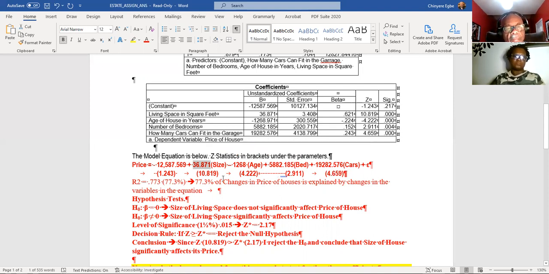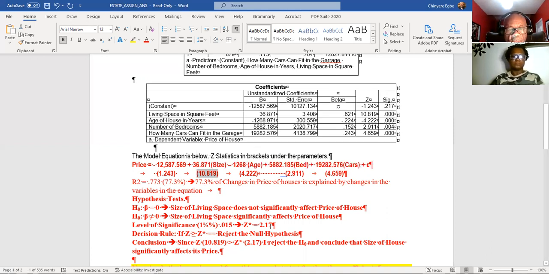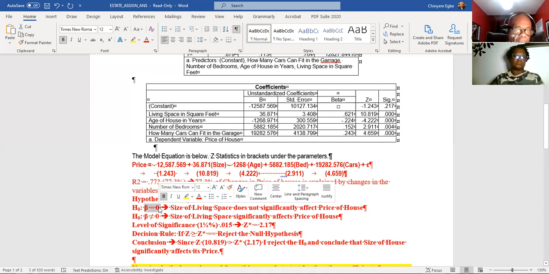But it may be also that when we do the statistical test, we find out that there is no significant relationship between size and price. And so we use the T statistic in brackets that is calculated here to test against the critical value of 2.17 and then decide whether B is equal to 0. If B is 0, then there is no significant relationship between that independent variable and the dependent variable.